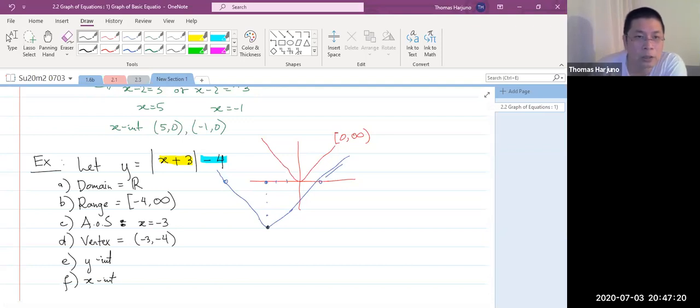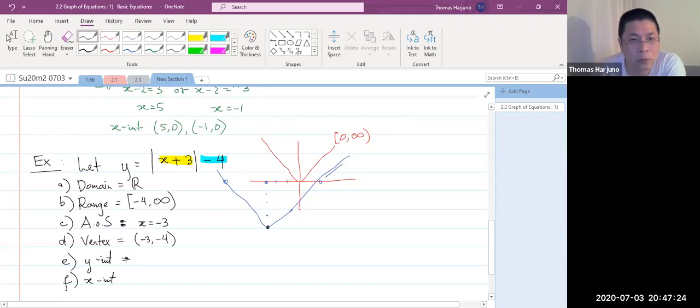How about the y-intercept? Well, for y-intercept, I set x equal to 0. So y equals the absolute value of 0 plus 3, minus 4. That's 3 minus 4, which is -1. So the y-intercept is (0, -1). So this will be (0, -1) later.